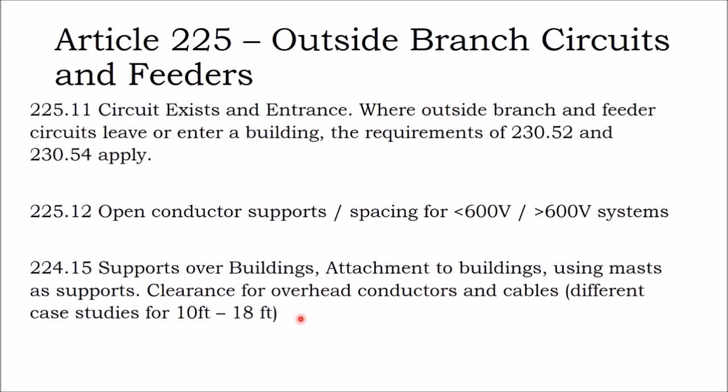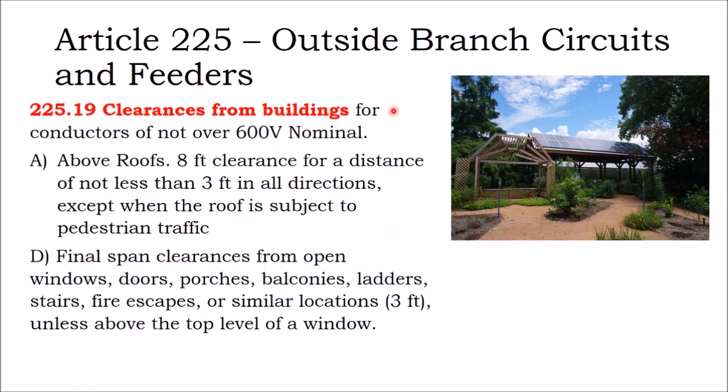Depending on your usage and depending on the usage of the roof itself, there are different height requirements. So you might be thinking, well, can I go overhead with this particular wire run? There are rules in code for that. Amazing, but true. Article 225, outside branch circuits and feeders. Above rooftops, you have to have an 8-foot clearance for a distance of not less than 3 feet in all directions, except where the roof is subject to pedestrian traffic, like a rooftop swimming pool or a rooftop deck, at which point you need to be much higher than that. I'd say 18 feet, most likely.